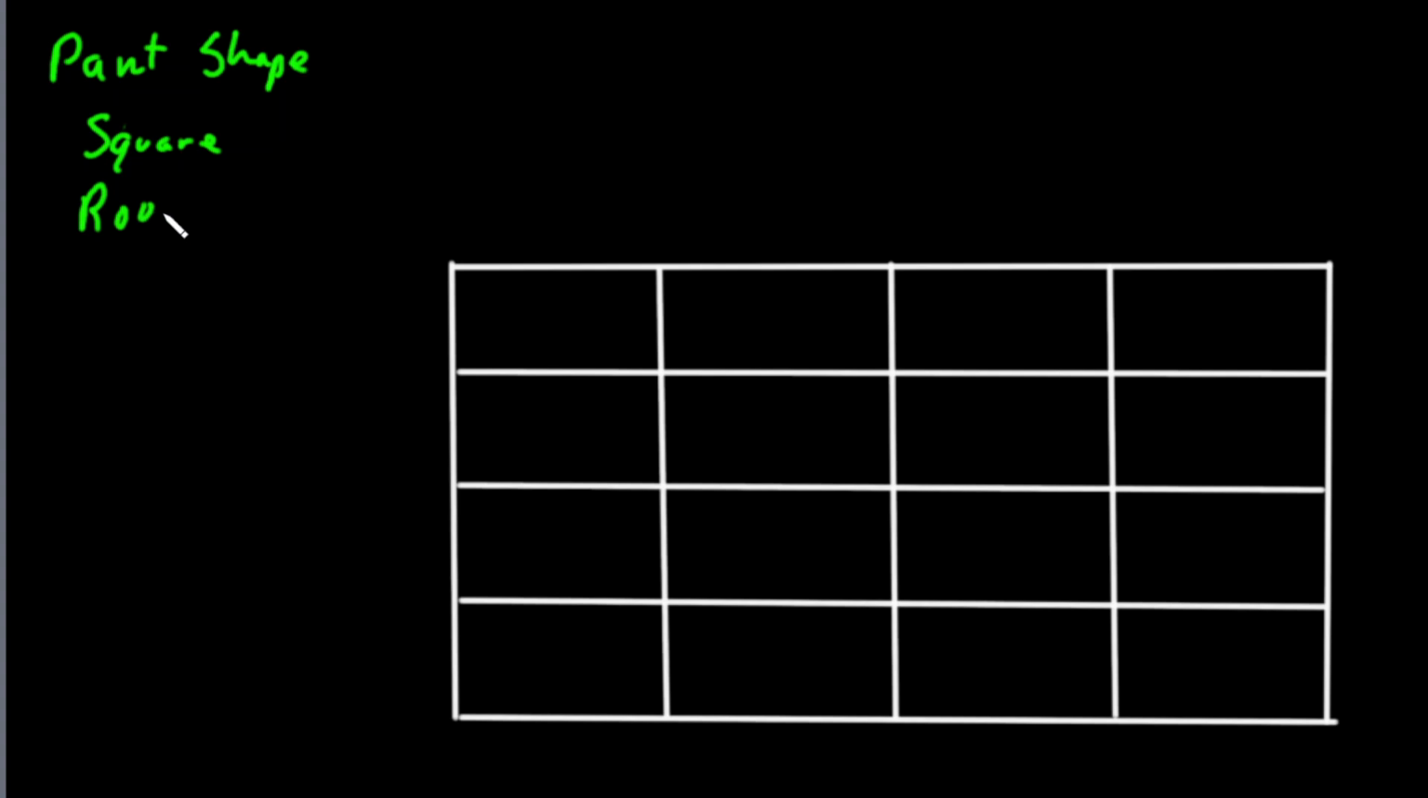Square or round. Okay, so square will be with a capital S, round will be with a small s. All right, so there's our pant-shaped gene. The second part says she has a cute, stubby nose. So we are going to be looking at nose style.